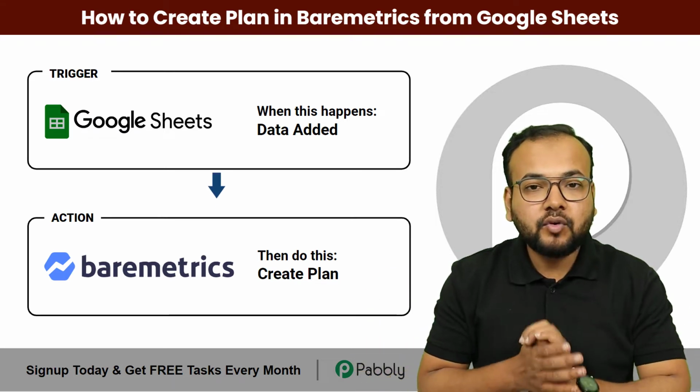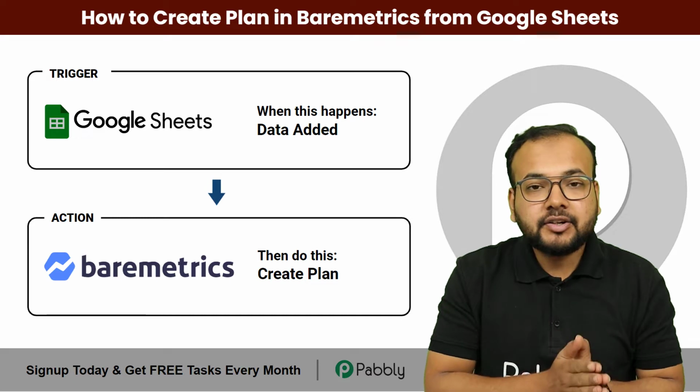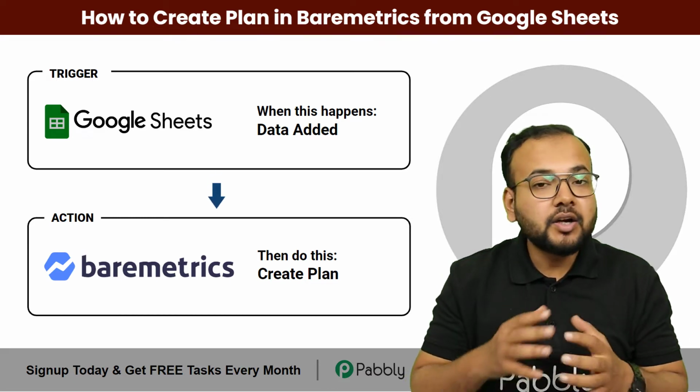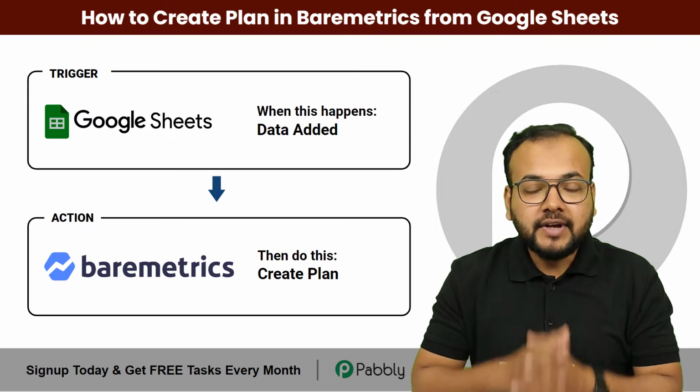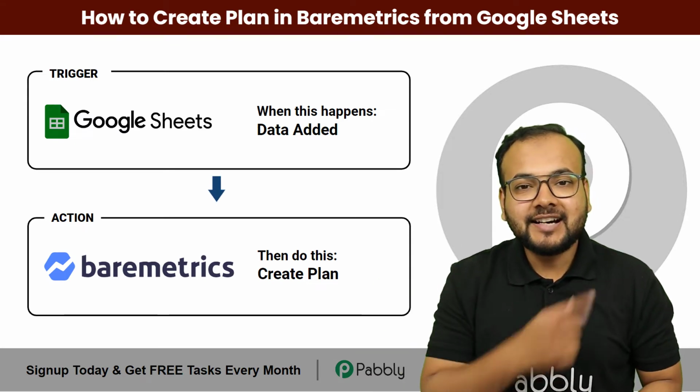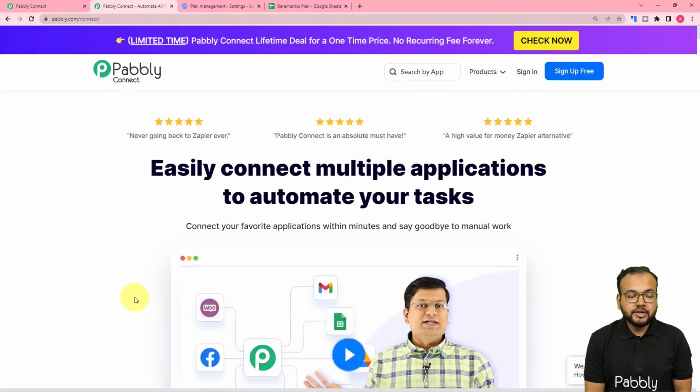For that, you have to connect Google Sheet as the trigger application and Baremetrics as the action application inside the automation workflow. And we are going to set up this automation without any coding very easily. So let's start. To set up this automation, guys, we are using Pabbly Connect, which is an integration and automation tool. And here you can just sign up for free and you will get free automation tasks every month to test and set up your automations.